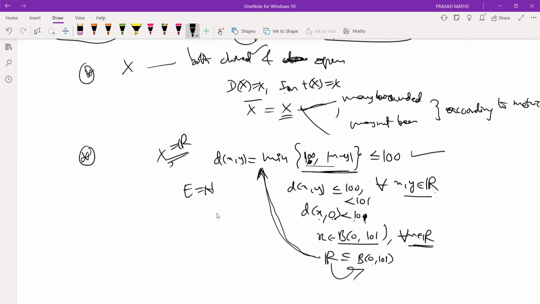Therefore, R is bounded. Are the natural numbers bounded? Always bounded, because R contains the natural numbers, therefore N is in this. Are integers bounded? Yes, because Z is inside R, and R is inside the ball. Therefore, Z is bounded. So that means the full metric space is bounded, which means every subset is also bounded. Is it clear?